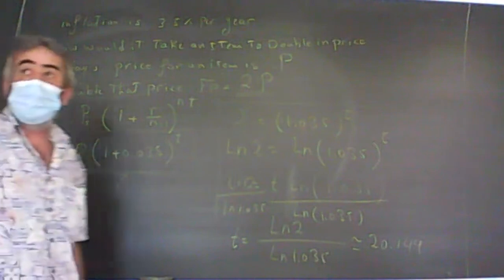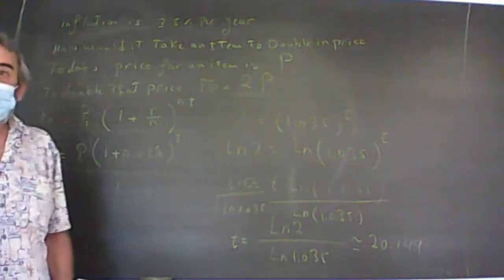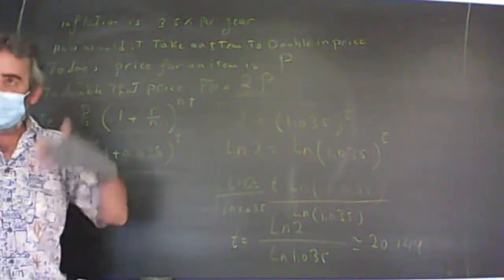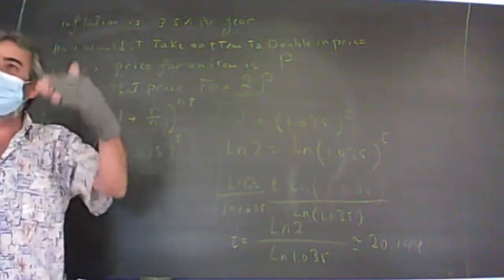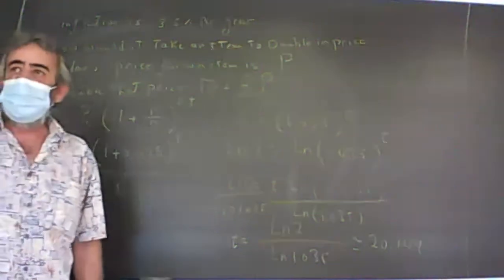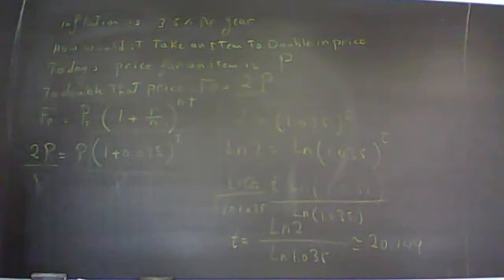Whether an item costs a penny or an item costs $1 million, it will take 20 years for the first one to be 2 pennies and the other one to be $2 million. Okay? Any question on that?